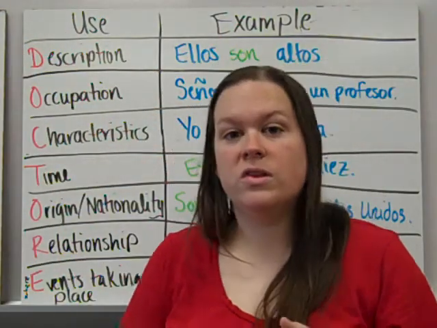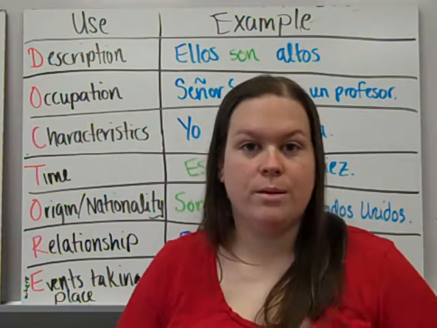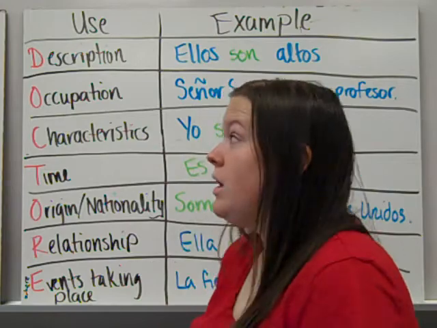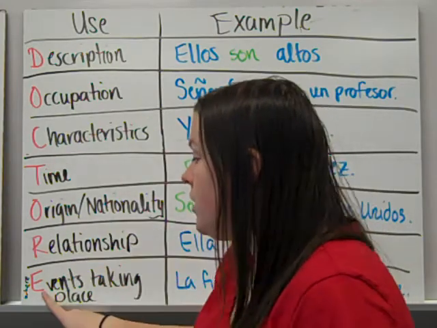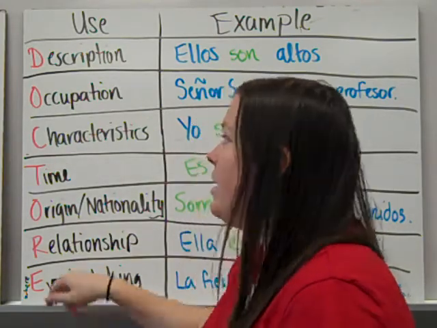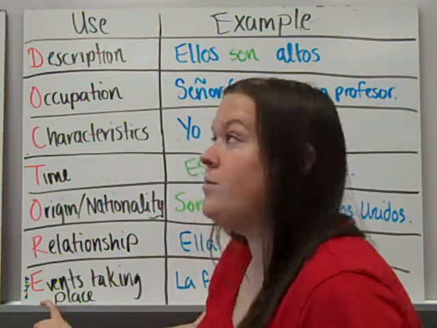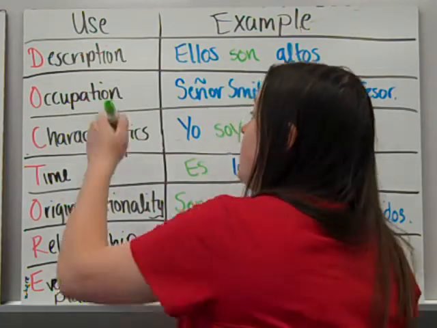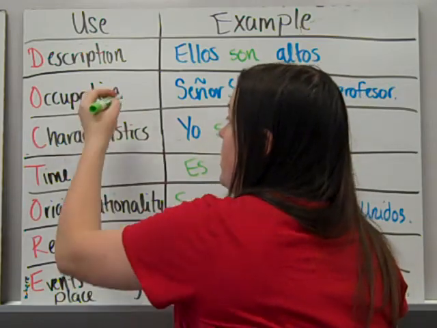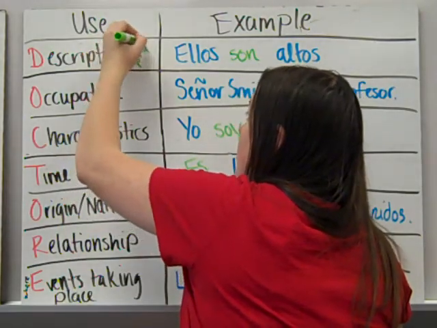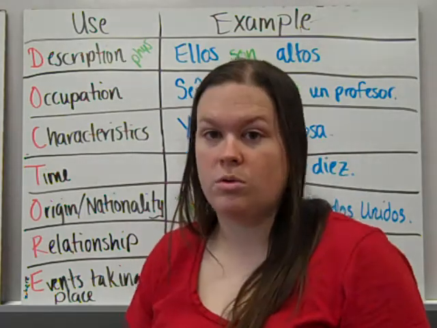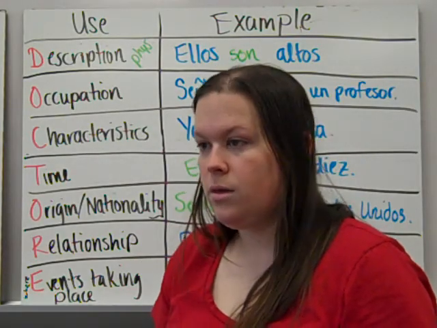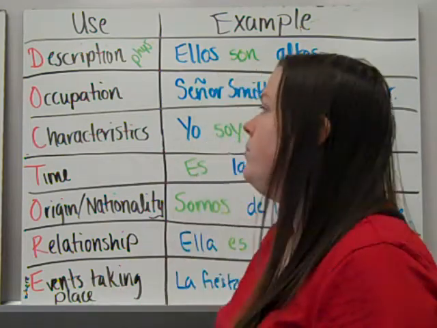Now here are some uses of ser and then examples of each one. The acronym I use to help you remember when to use ser is Dr. Eve. Okay? Dr. Eve. And here's what I mean by that. If you're describing someone, that's usually different from characteristics. Descriptions are usually physical descriptions. So someone's tall or blonde or short or something physical.